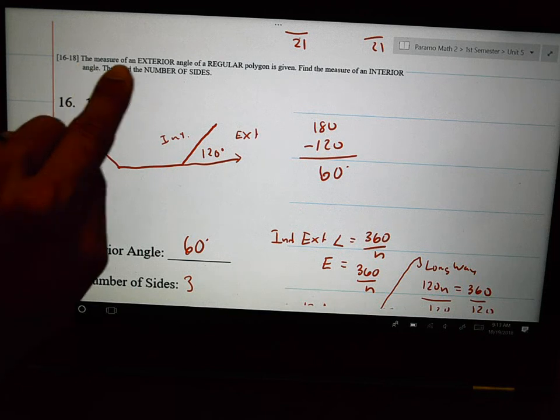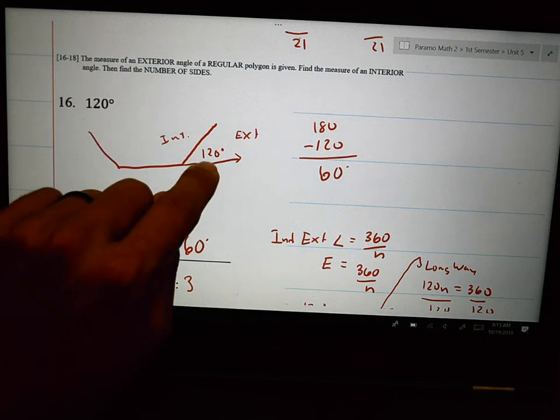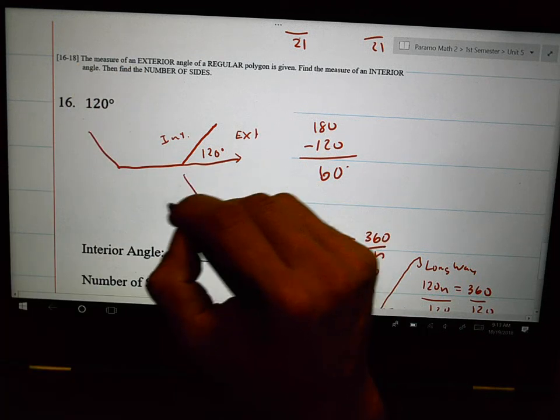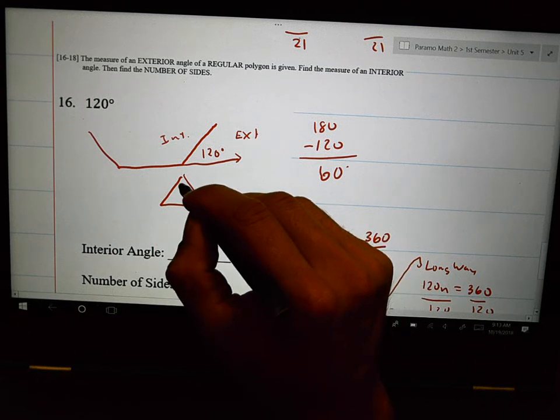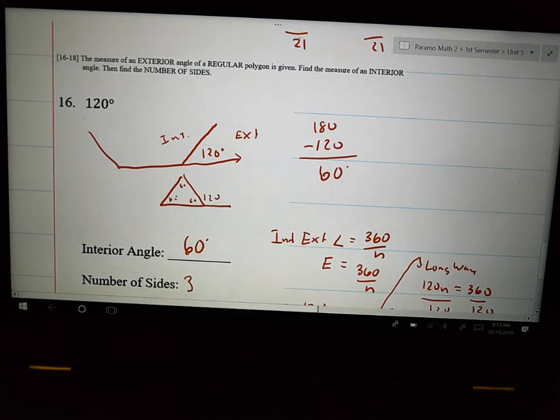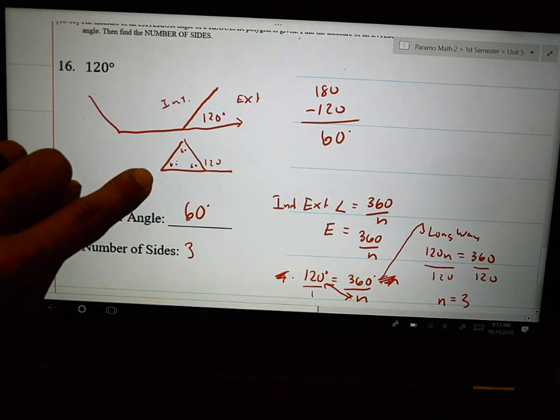Because 120 makes it an equilateral triangle, right? If they're all 60 and they're all 60. I'm hoping that picture makes more sense with you after that.